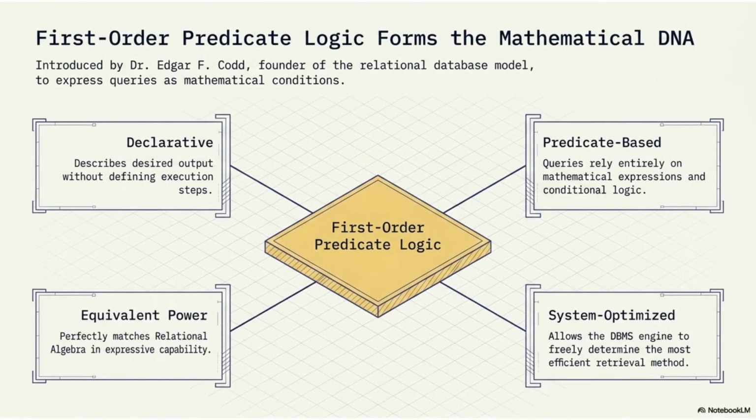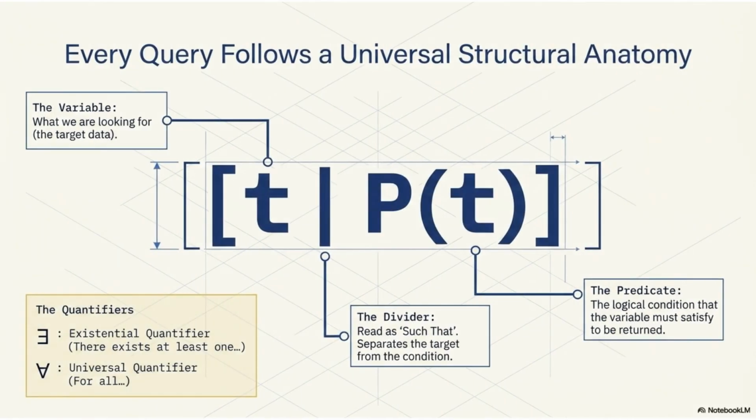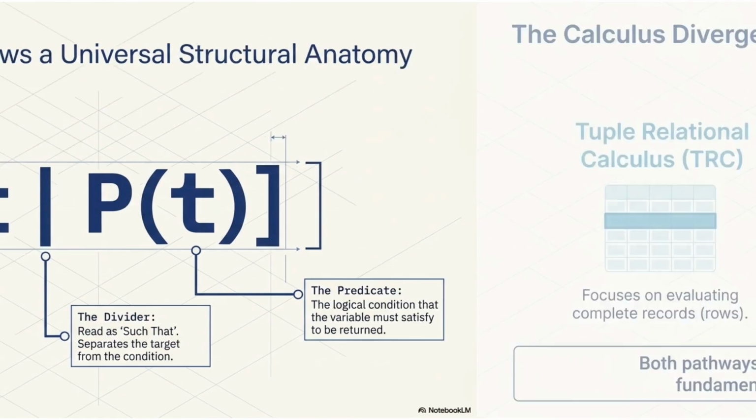First-order predicate logic is the mathematical DNA of the relational model, introduced by Dr. Edgar F. Codd to express queries as clear, logical conditions. Every query follows a universal structure: a variable, a divider, and a predicate. We also use existential and universal quantifiers to define our certainty.